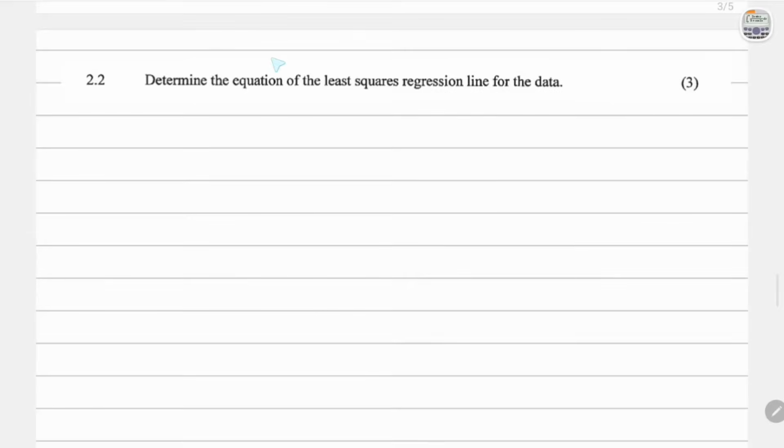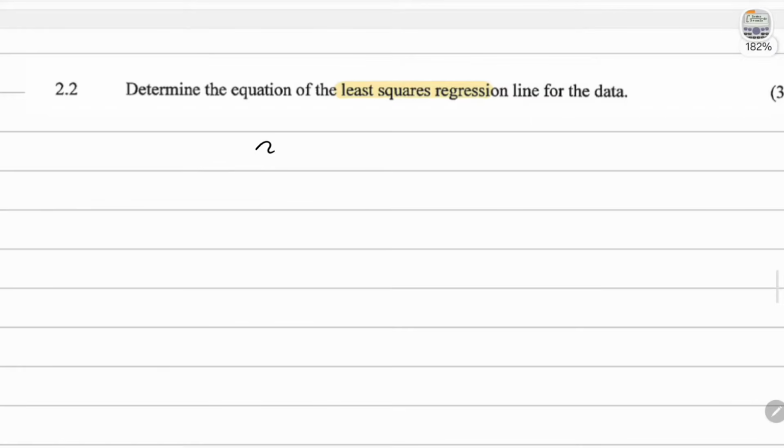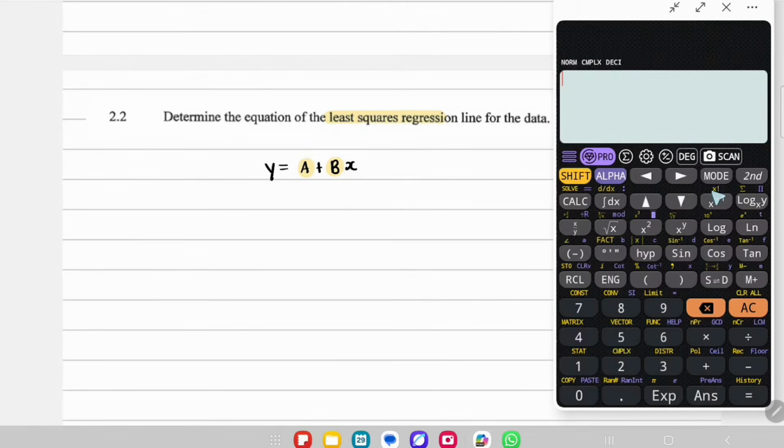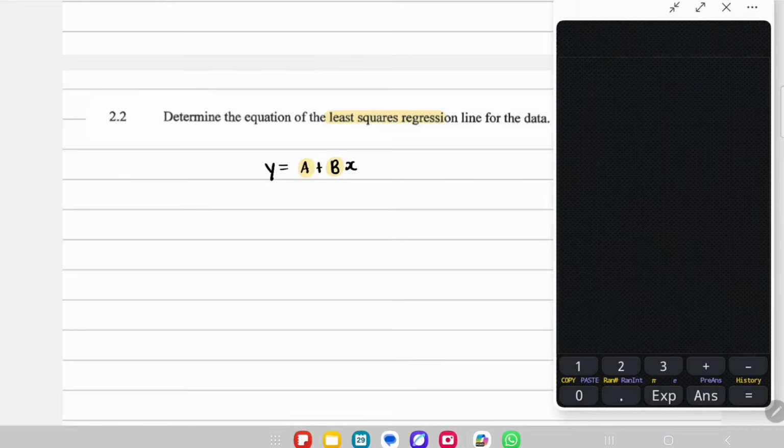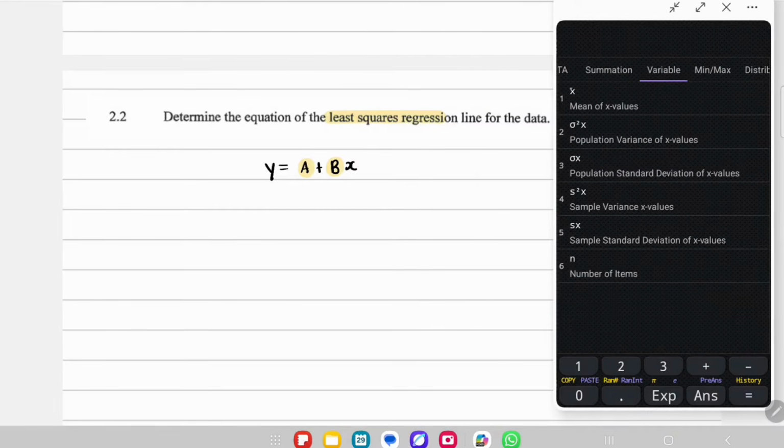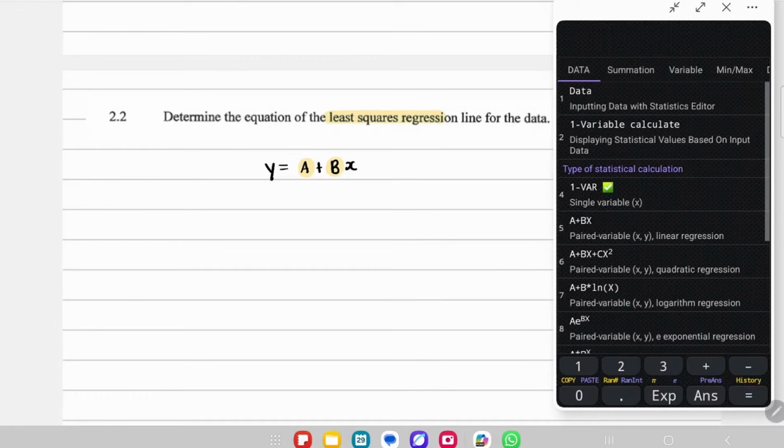Then question 2.2 says, determine the equation of the least squares regression line. Okay, so we know that the equation of the least squares regression line for the data looks like this: y equals a plus bx. Okay, it's the equation of a straight line. So all we have to find is the value of a and the value of b. So we're going to need our calculator. So on the calculator, you can go ahead and press mode and then stat. And then we're not going to go for one variable data. Okay, we're going to go for bivariate data set. So we will go for a plus bx. And that is this option over here.